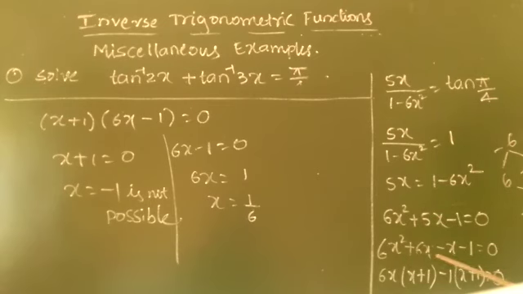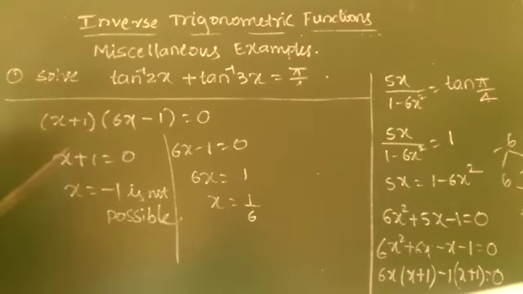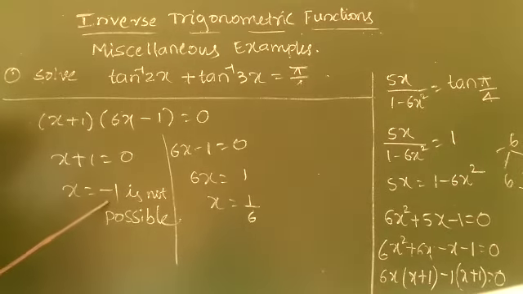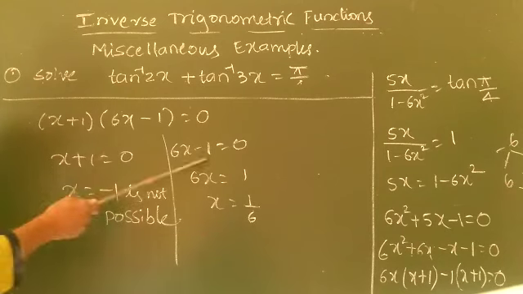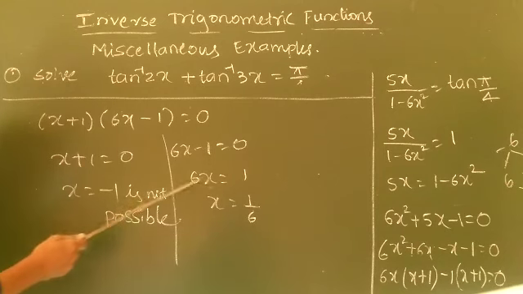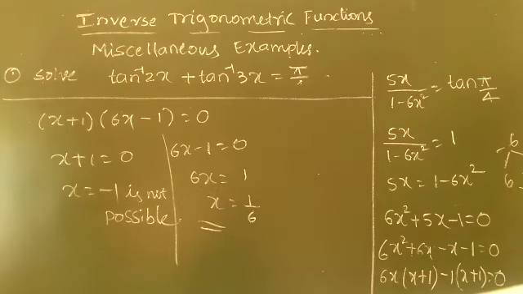6x common you take in the first 2: 6x into (x plus 1), minus 1 you take from the last two: (x plus 1) is equal to 0. Next, x plus 1 is common: (x plus 1)(6x minus 1) equal to 0. Equating x plus 1 equal to 0, x is equal to minus 1, which is not possible. Next, 6x minus 1 is equal to 0, 6x is equal to 1, x is equal to 1 by 6. It is the answer. Next we will go to the next video.